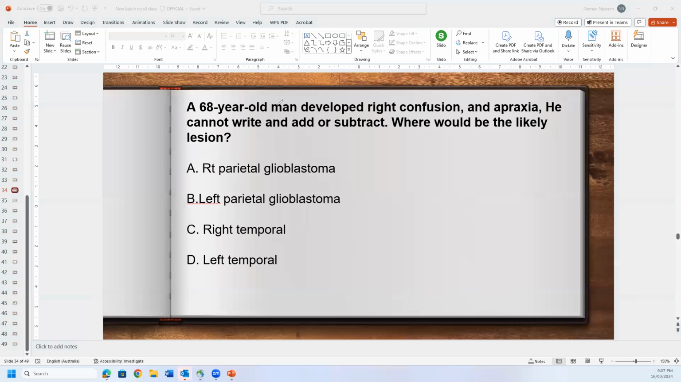Any question, guys, from the testicular swellings? Anything in your mind?